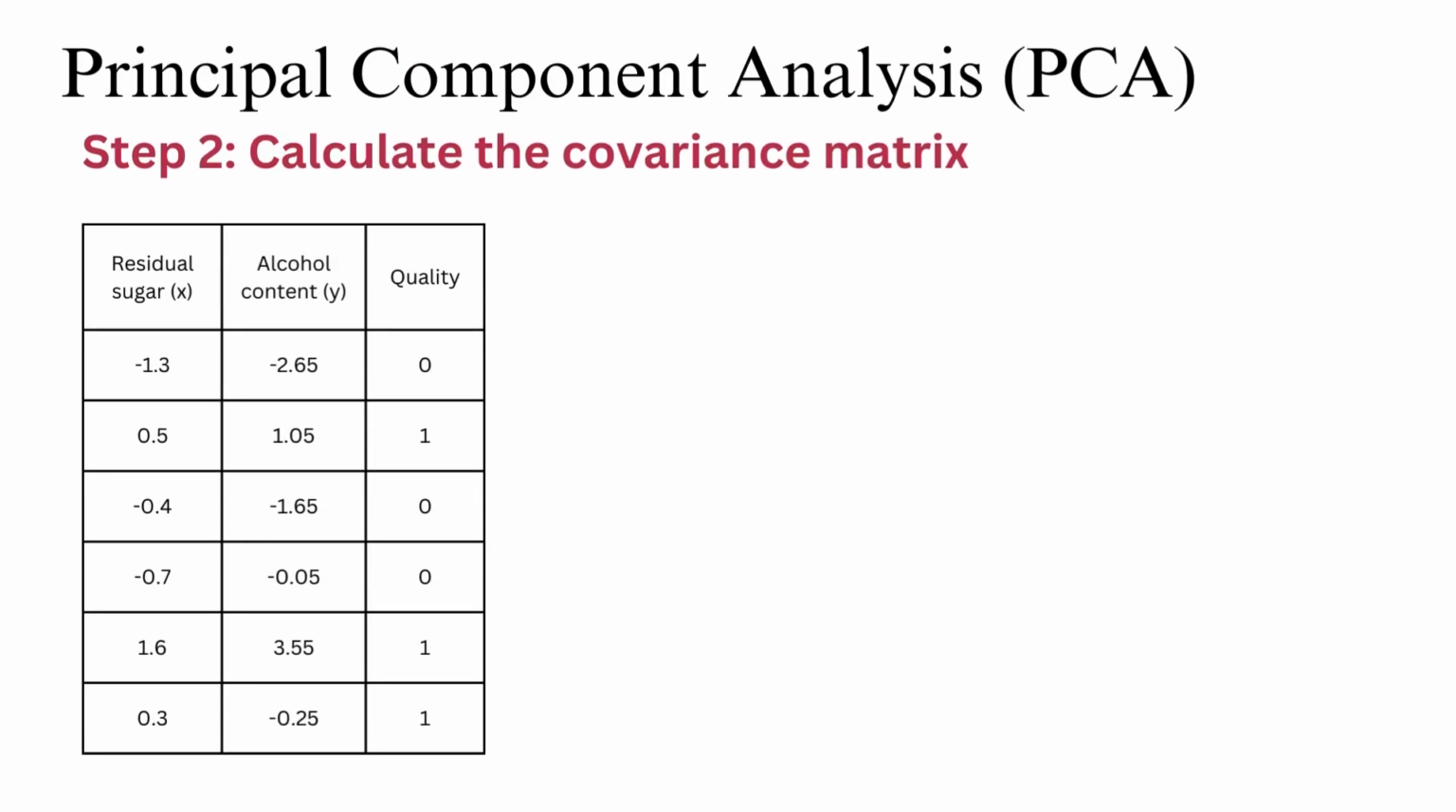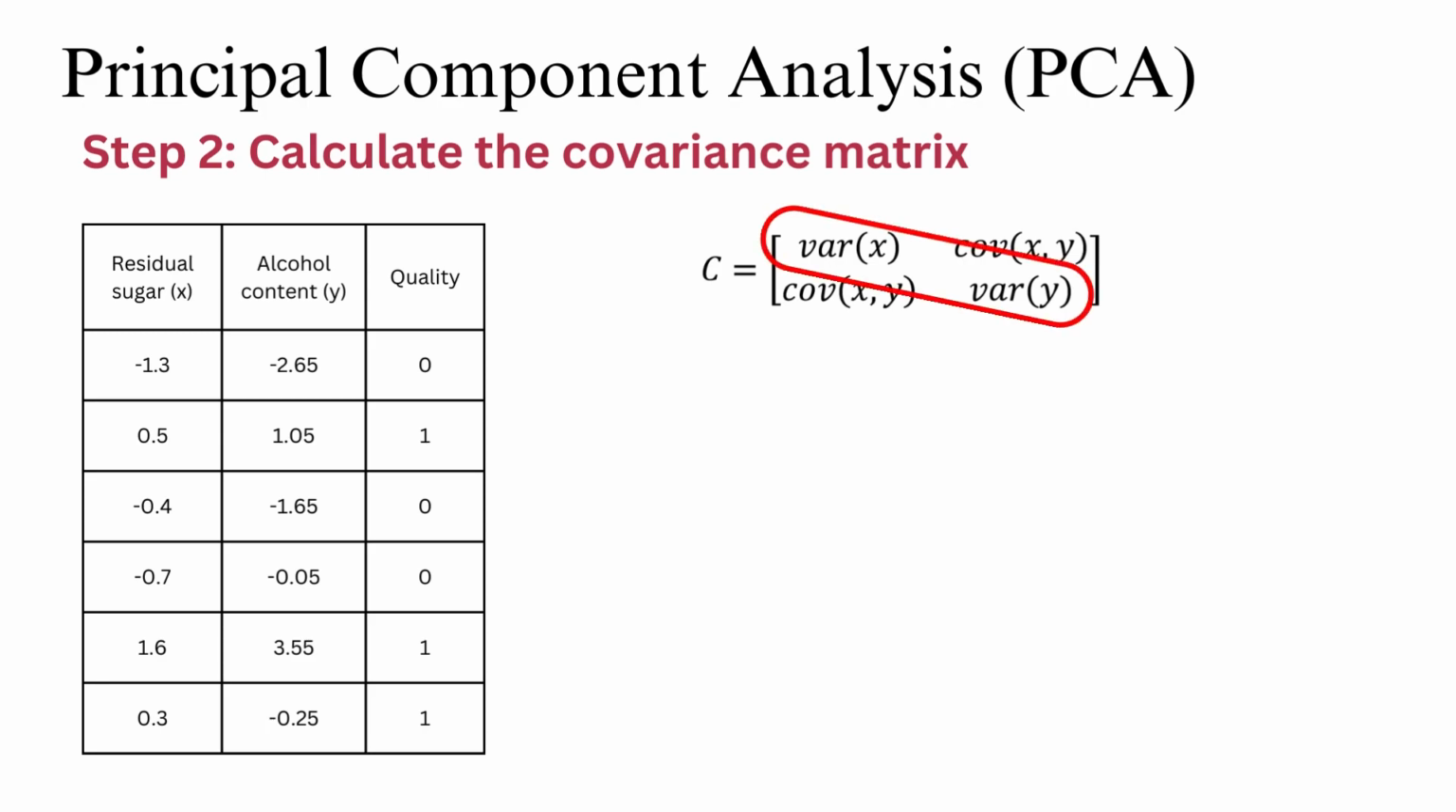Step 2. Calculate the covariance matrix. The covariance matrix generalizes the concept of variance to multidimensional problems. The matrix is a square matrix where the diagonal elements are the variance of individual variables, which represents the spread across each of the variables, while the non-diagonal elements are the covariance between the random variables. The covariance measures the relationship between them.